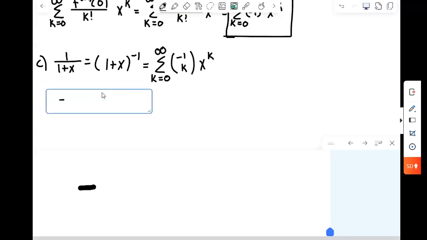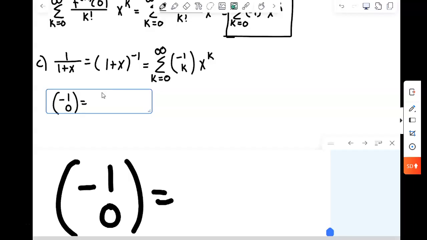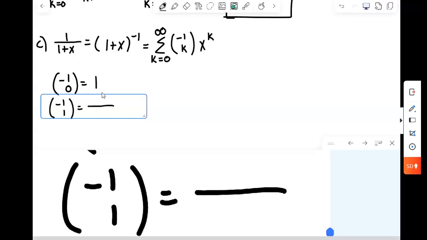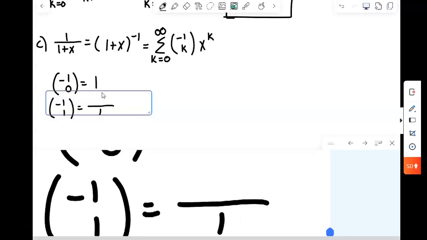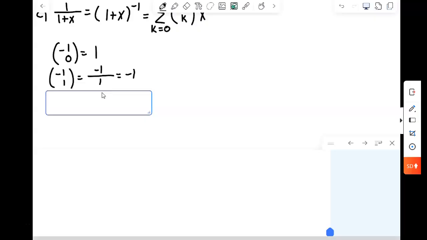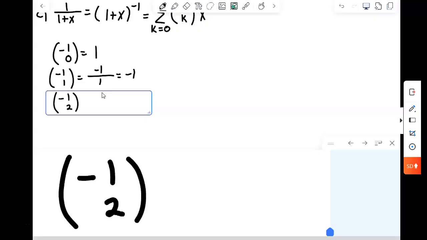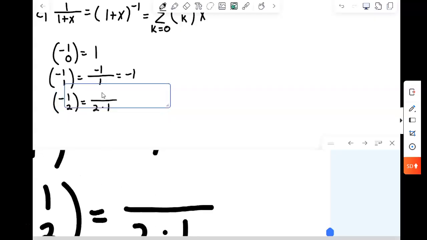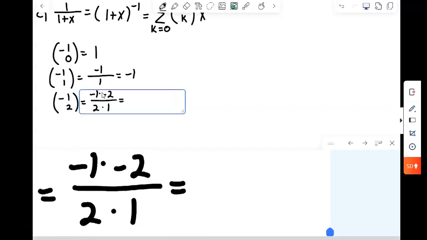Okay, so up first would be minus 1, choose 0. But again, anything choose 0 is 1. So minus 1, choose 1. We're going to have a 1 factorial on the bottom, which would just be a 1. And since there's only one thing in the bottom, we'd only multiply one thing in the top. And so we'd have a minus 1. So we keep going. Minus 1, choose 2. We're going to have two things on the bottom, 2 times 1. And in the top, we'd have minus 1 times minus 2, which would just simplify to be a positive 1.